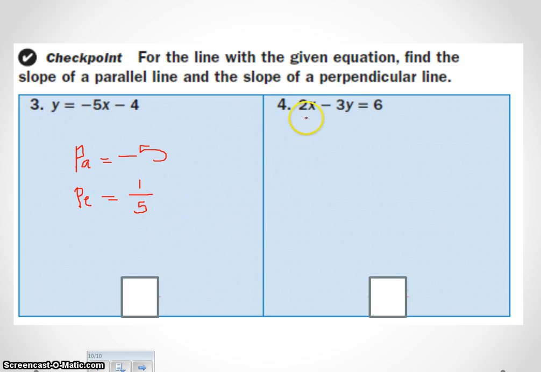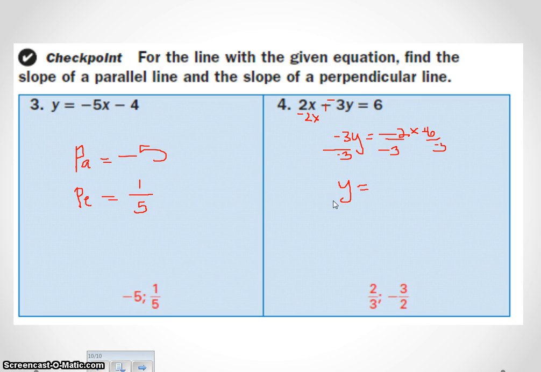For part 4, you have to solve for y equals. Subtract 2x from both sides. You will get negative 3y equals negative 2x plus 6. Divide by negative 3 to everything. And now I'm going to show you the answer because I'm running out of time. We'll talk more about this tomorrow.